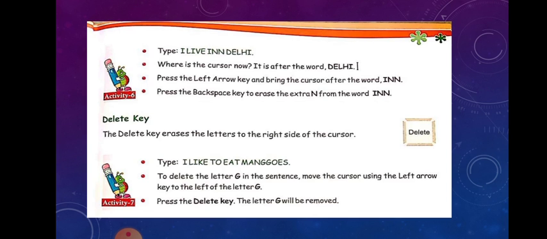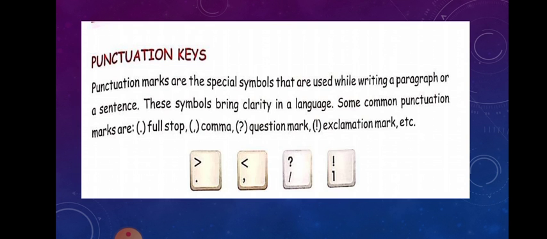Next is the punctuation key. The punctuation marks are the special symbols which are used while writing a paragraph or a sentence. These special symbols or punctuation marks bring more clarity in a language. Some commonly used punctuation marks that we all use are full stop, comma, question mark, exclamation mark, etc.